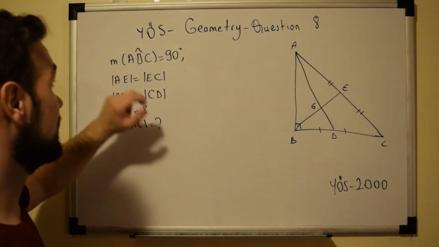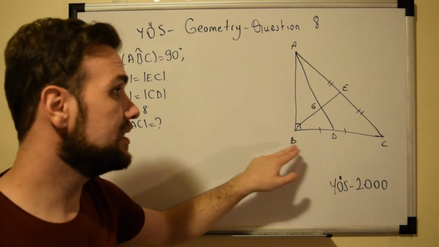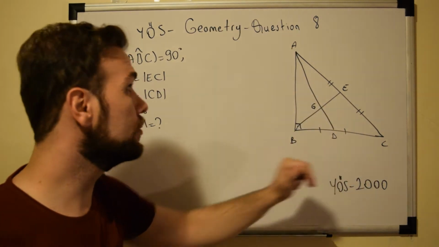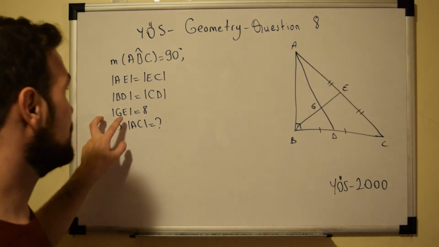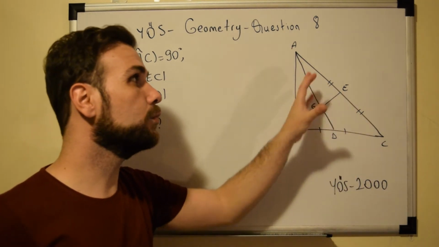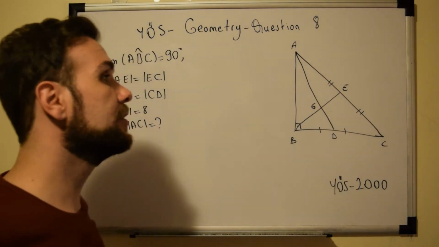That information tells us that angle ABC is equal to 90 degrees, AE is equal to EC, BD is equal to CD, and we have GE which is equal to 8, and we are asked the value of AC. In other words, we are asked the value of the hypotenuse of this triangle.